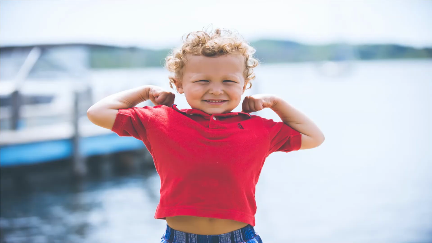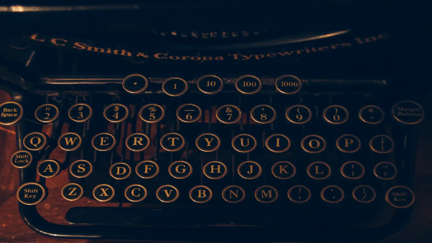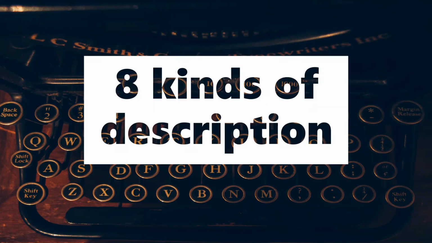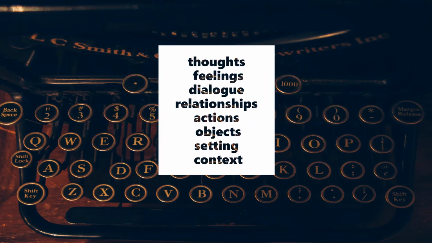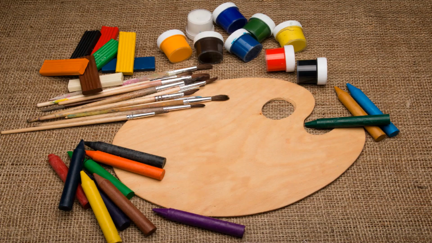So our first few episodes have been about building your ideas muscle. Next, we're going to shift over to talking about description in our next episode, and we're going to begin to build that words muscle. We're going to look at the 8 kinds of description: thoughts, feelings, dialogue, relationships, actions, objects, setting, and context. And we're going to teach you how to use this like a painter's palette to help your story come to life through the words that you write.